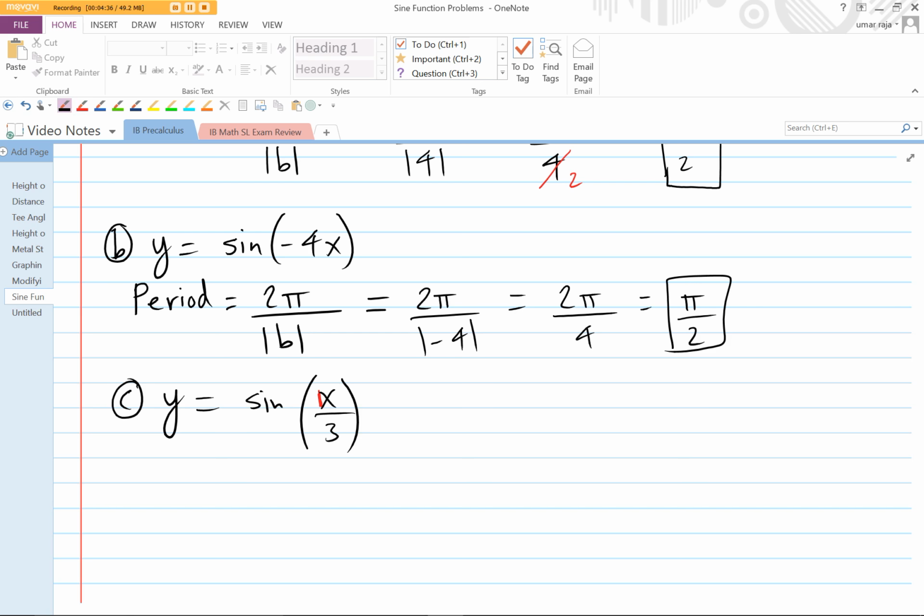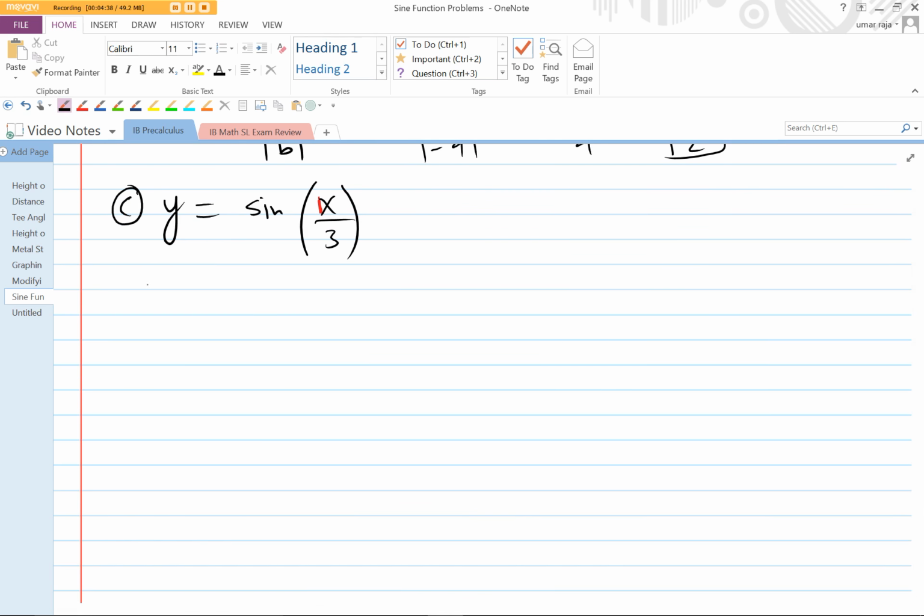Well, again, the equation itself doesn't change, so we're still going to stick with the period is equal to 2 pi over the absolute value of b. It's just that the b in this case is not the 3 and it's not the 1, it's 1 over 3. It's a fraction in this case. So when you plug that in, this is what you're going to get.